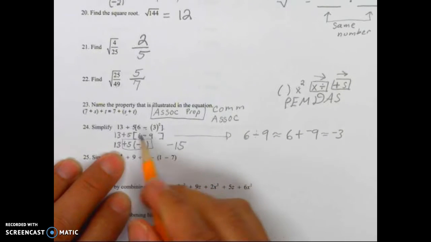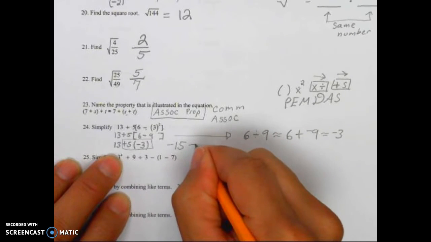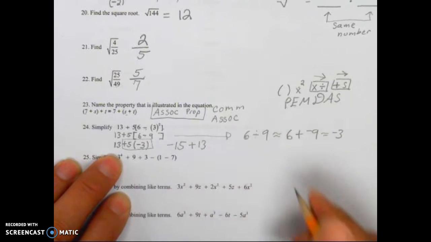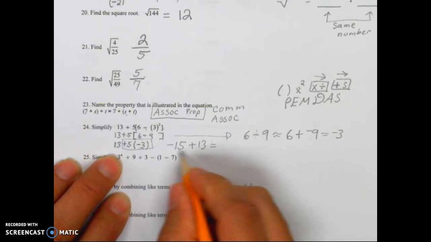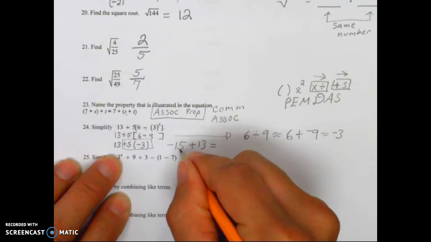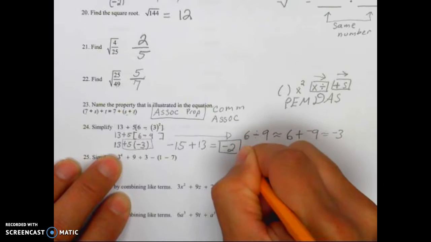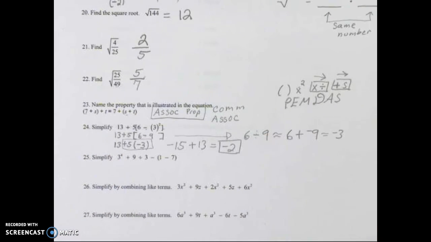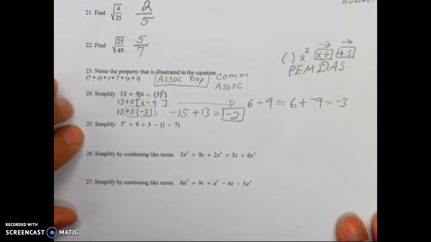And then I'm going to take that, and because of the commutative property, I'm just going to say plus 13. And then my final answer, again, these are not the same sign. These are different signs. I'm going to take away, and the 15 has more players. So my final answer is negative 2. Right? All right, so on the next one, 25.